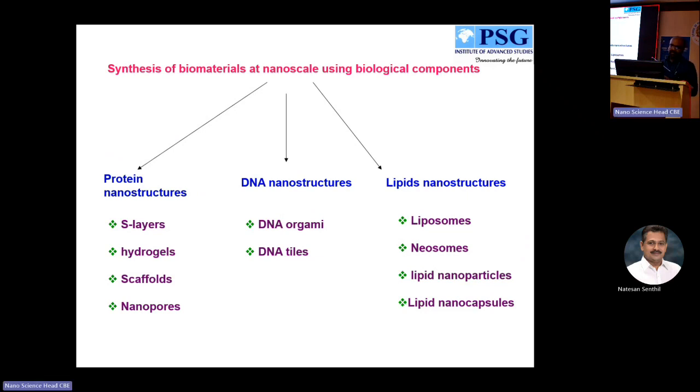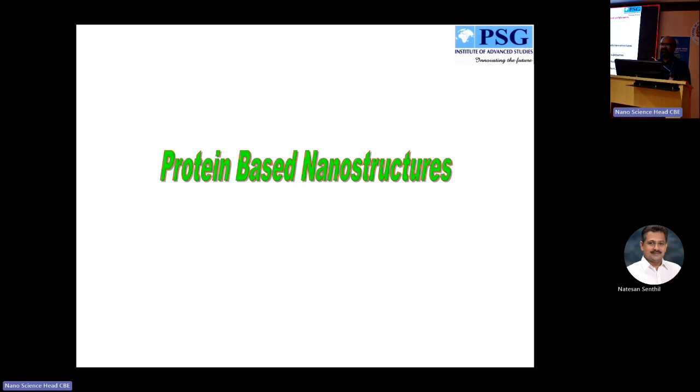So the protein nanostructures are S-layer-based nanostructures and hydrogel scaffolds. I'll talk about this in detail. Whereas DNA nanostructures use the ATGC base pairing capacity and how this can be tweaked to make nanostructures. And lipid nanostructures, like today we are hearing about emulsions. Emulsion is one of the nanostructures. Other than that, we also have liposomes, niosomes, SLNs, lipid nanocapsules, and nanoparticles as such. So these are different types.